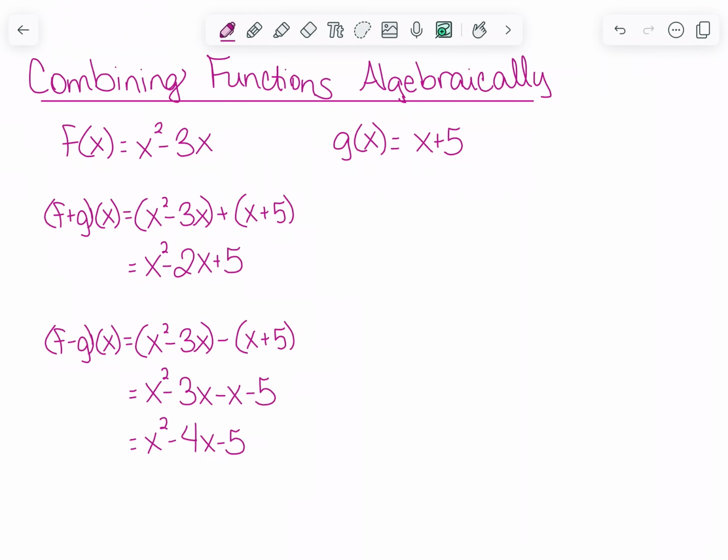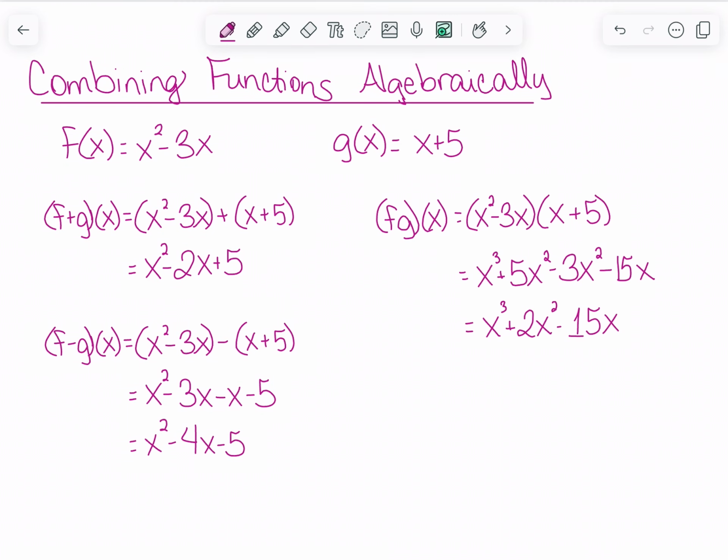To subtract these two functions, f minus g of x, we would take our f function, x squared minus 3x, and subtract our g function, x plus 5. We do need to make sure we distribute the negative sign, so this would be x squared minus 3x minus x minus 5, which simplifies to x squared minus 4x minus 5.